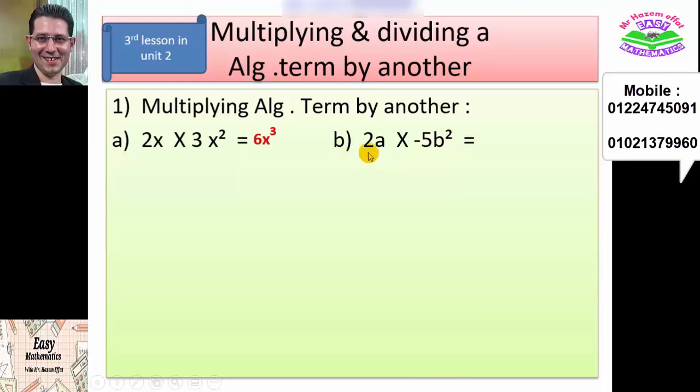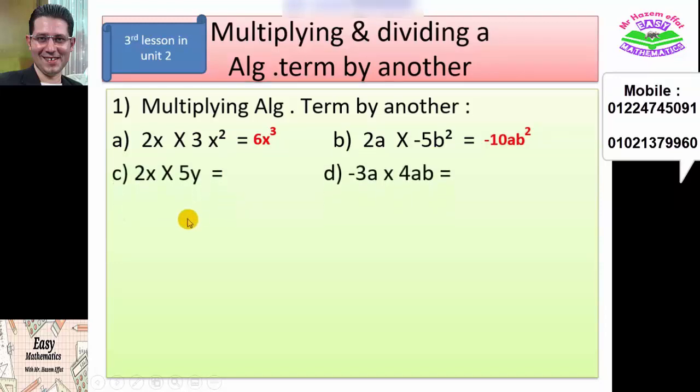The same, letter B, he gave me here 2a multiplied by negative 5b power 2. They are not like terms because here we multiply, not add or subtract. So when we multiply both of them, we just multiply the two coefficients by each other. Multiply 2 by negative 5, it will be equal to negative 10. And a and b are not the same base here, because we have a and b power 2. What we're going to do in this case is just write them. It will be equal to negative 10ab power 2.